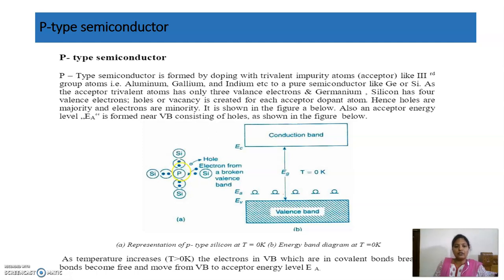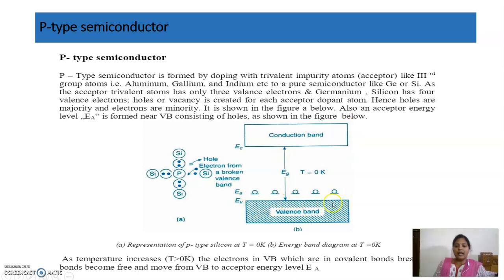The 3 electrons of the aluminium are involved in covalent bond formation with the silicon, whereas one position is left that acts as a hole. As it is ready to accept an electron, it is called an acceptor. This acceptor hole forms an energy level called the acceptor energy level, which is above the valence band.